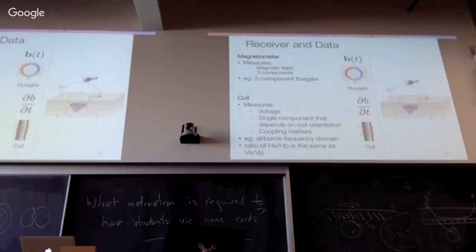The receiver, I'm not sure whether we talked about this before, but it could be a magnetometer. We certainly did this at the beginning. And it could be measuring any of the 3 components of the magnetic field. So that's just the same as we've done at the beginning, of course. You can also measure with a coil, as we did in the lab. So you're basically measuring the voltages, or effectively the change in magnetic field through that.